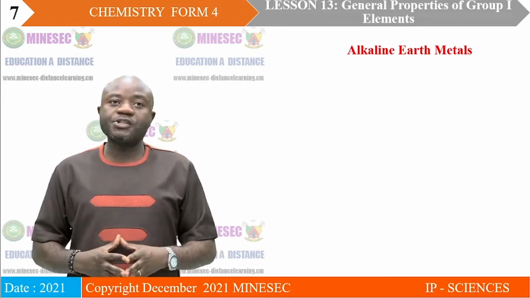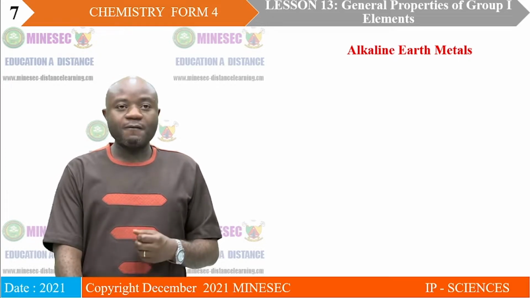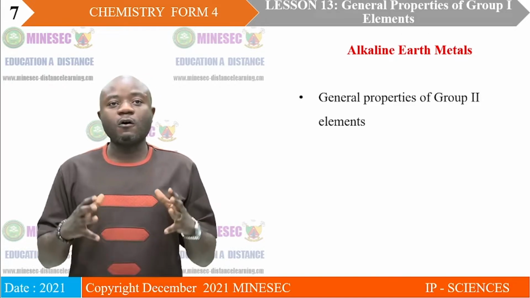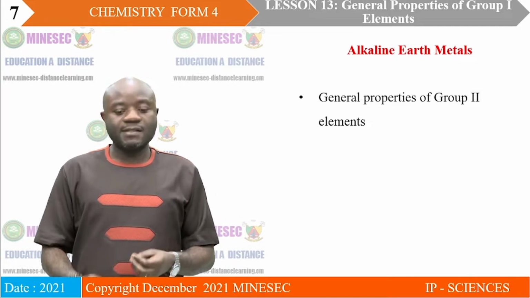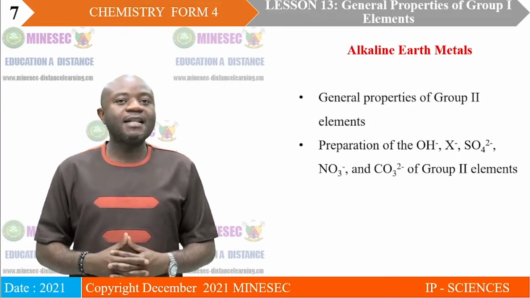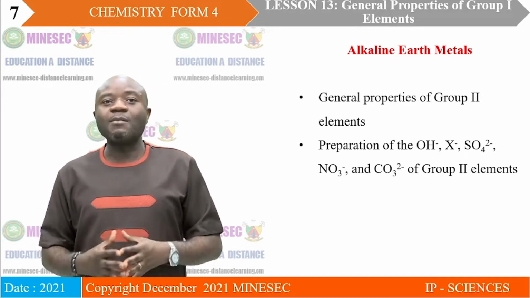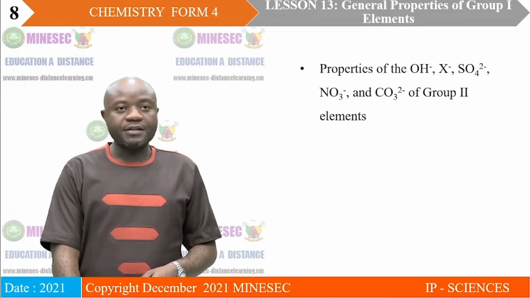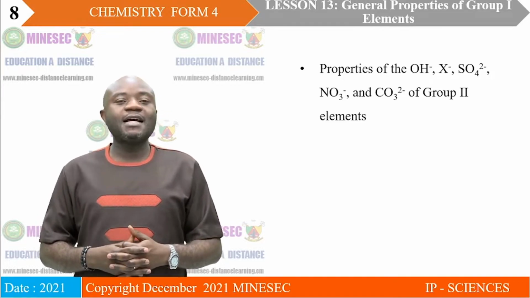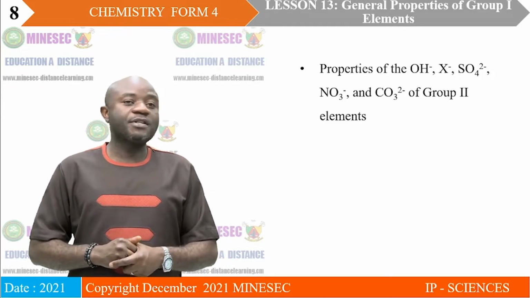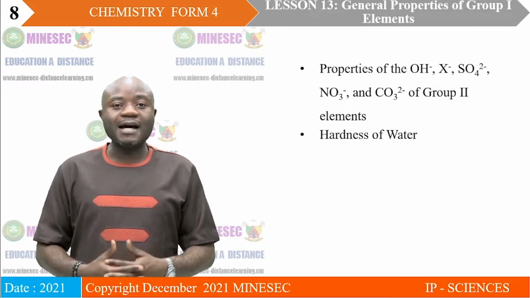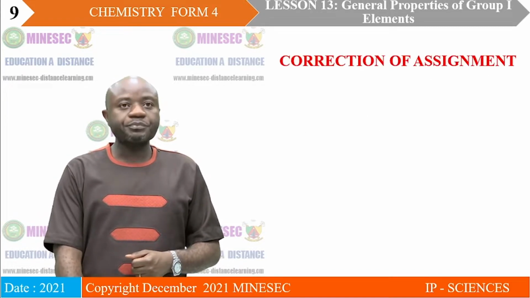Under the second section, alkaline earth metals, we have four lessons. The first is on the general properties of the elements of group 2. The second is on the preparation of the hydroxides, halides, sulfates, nitrates, and carbonates of group 2 elements. The third is on the properties of the hydroxides, halides, sulfates, nitrates, and carbonates of group 2 elements. And the last lesson is going to be on the hardness of water.